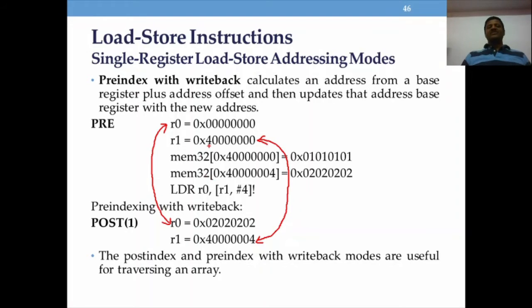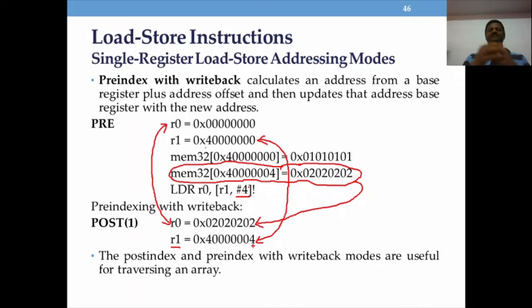R1 is initially 4700. Now it will add the constant number 4. So what do we get as the sum? 4704. So the data stored in that memory, 02020202, will be copied to the register R0, and whatever sum of the content of R1 and constant 4 is stored again into register R1. You can update that initially R1 is 4700, after adding 4 it becomes 4704. Nothing but it will update the pointer to point to the next memory address.